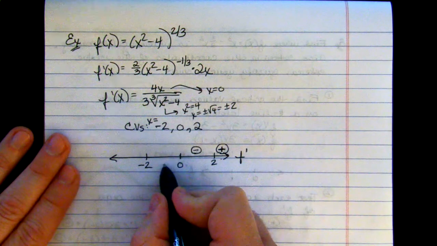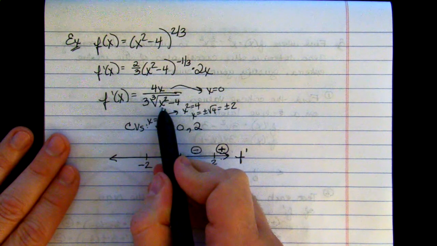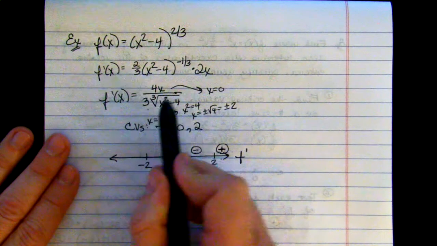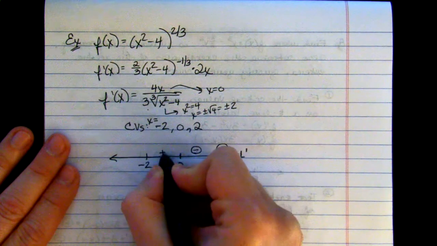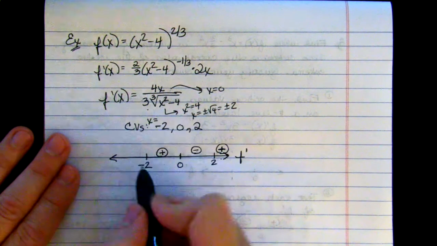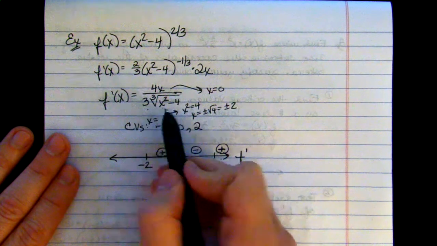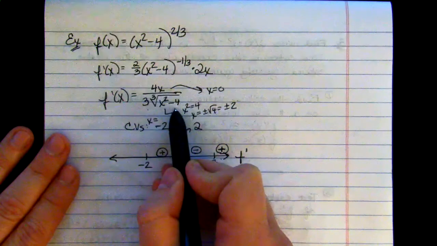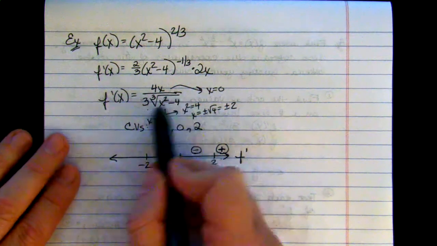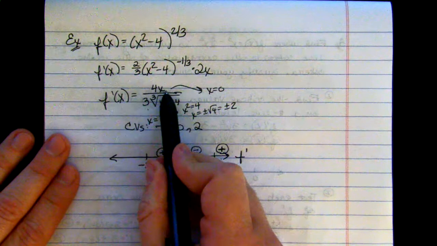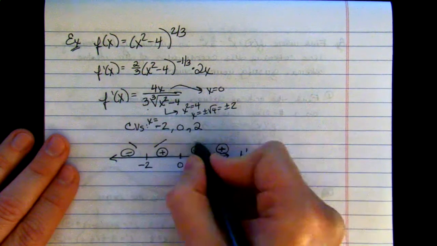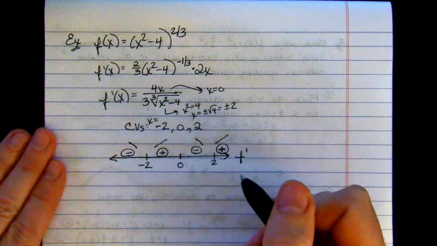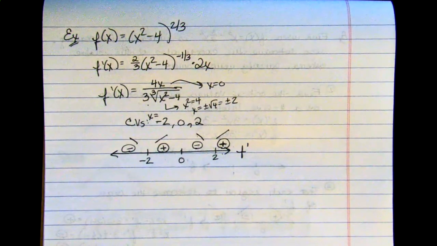Plug in negative 1. Negative 1 squared is 1 minus 4 is a negative. Cube root of a negative is a negative. Bottom is negative. 4 times negative 1, top is also negative. Negative over negative will make this positive. Plug in negative 3. Negative 3 squared is 9 minus 4 is a positive. Cube root of a positive is a positive. Bottom's positive. 4 times negative 3 is a negative. Negative over a positive is a negative. Write out the increasing and decreasing stuff.